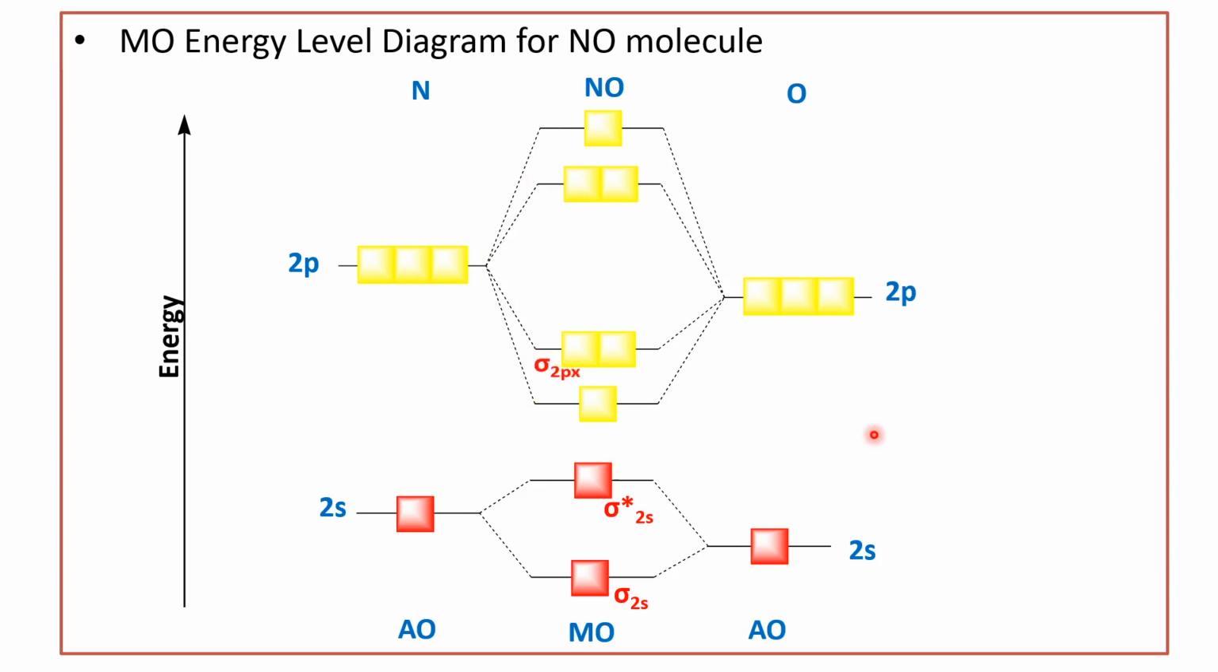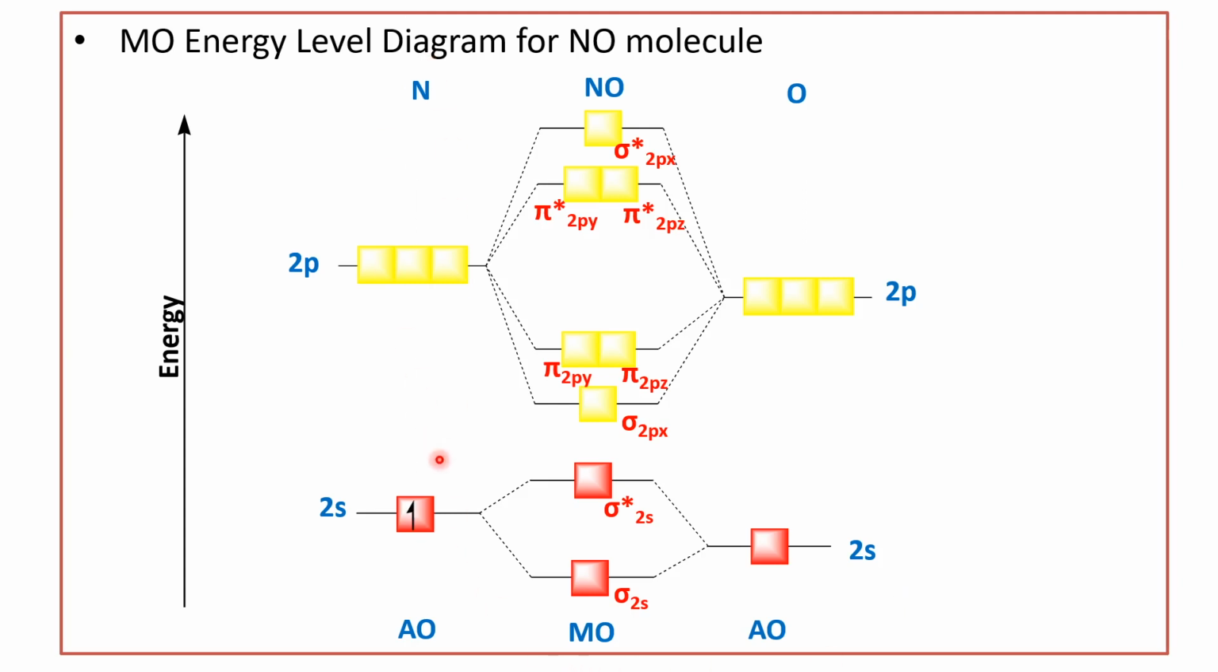Their names are: the first one is sigma 2px, then pi 2py and pi 2pz. They are degenerate, that means they have the same energy. Then the upper ones are pi asterisk 2py and pi asterisk 2pz. This is the second pair of degenerate orbitals, that means again they have the same energy. And the last one is the sigma asterisk 2px. So this diagram is just similar to the homonuclear diatomic oxygen molecule. We only have to shift the positions of the atomic orbitals of the oxygen towards the bonding. Then let's see the filling of electrons.